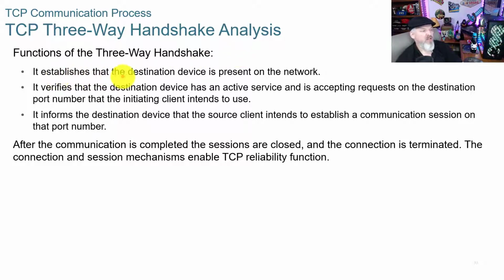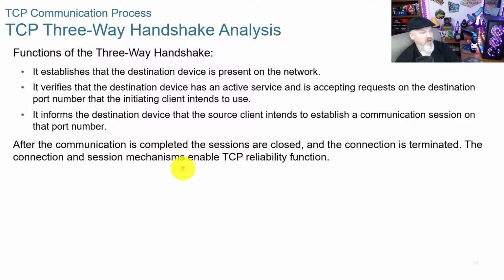So, a 3-way handshake analysis. It establishes that the destination device is present on the network. It verifies that the destination device has an active service and is accepting requests on the destination port number that the initiating client intends to use. It informs the destination device that the source client intends to establish a communication session on that port number. And then after the communication is completed, the sessions are closed and the connection is terminated.